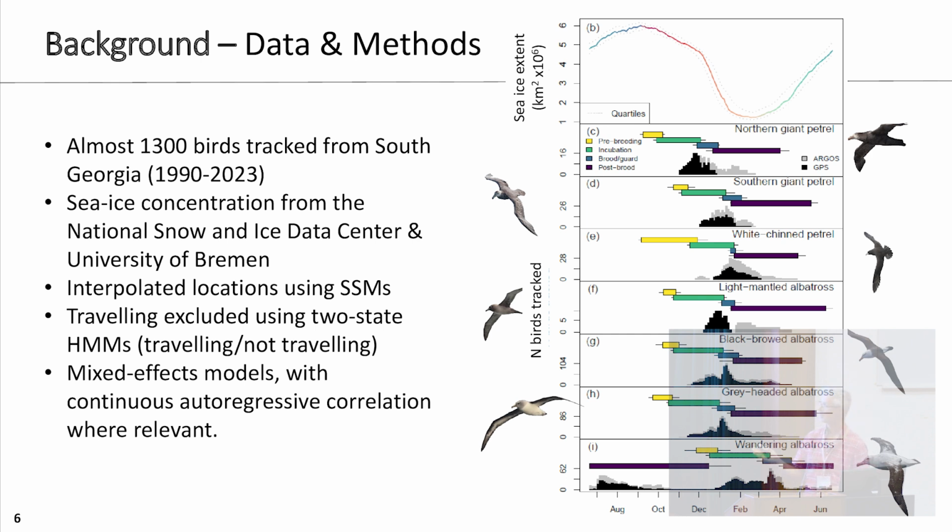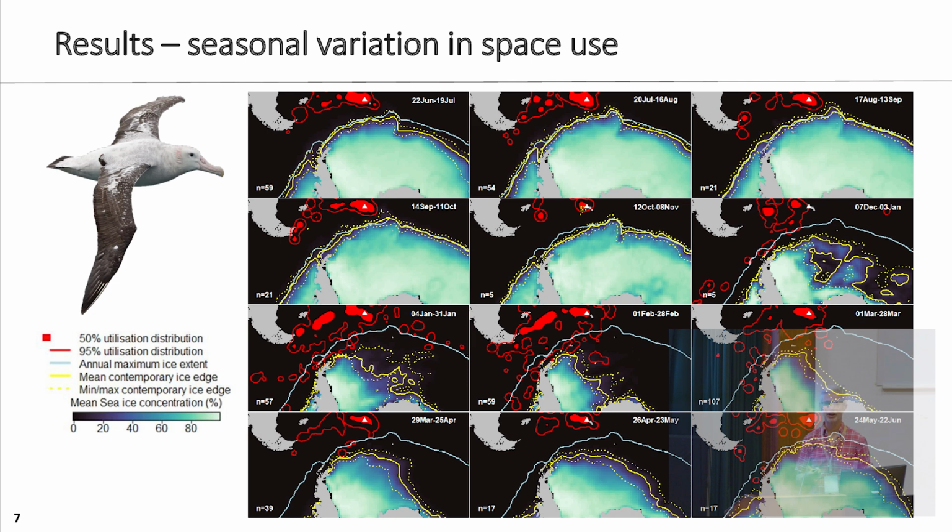So I won't go into the details of the methods very much, but I tracked about 50 of these birds, but there was about 1,300 tracked altogether since the early 90s. And the 7 species are the 2 giant petrels, white-chinned petrels, light-mantled albatrosses, black-browed and grey-headed albatrosses, and wandering albatrosses. And this is an example of the kind of fairly descriptive results in the paper.